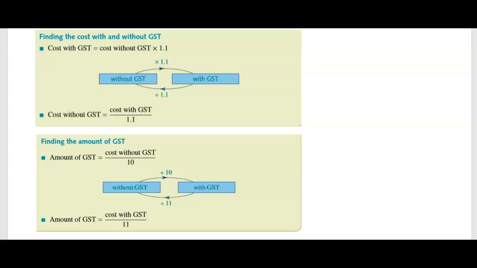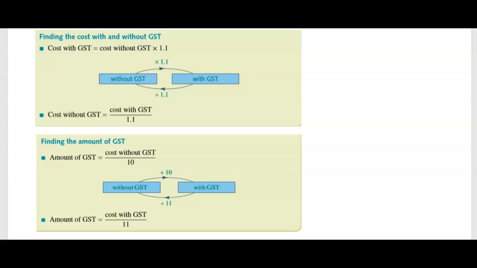Now on the screen you have the formulas you'll need to use to calculate problems involving GST. You can see we're using 10 or 11 or 1.1. The 1.1 is just taking into account the 10%. Remember, if you're multiplying something by a factor of 1.1, multiplying it by 1 is just multiplying it by itself, but multiplying it by 1.1 is multiplying it by itself and an extra 10%.